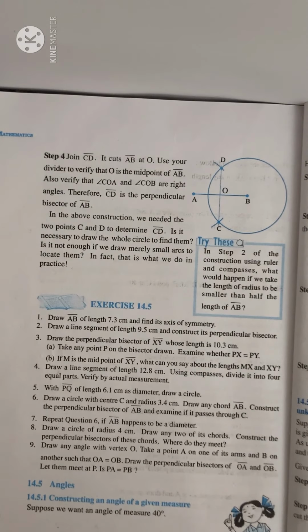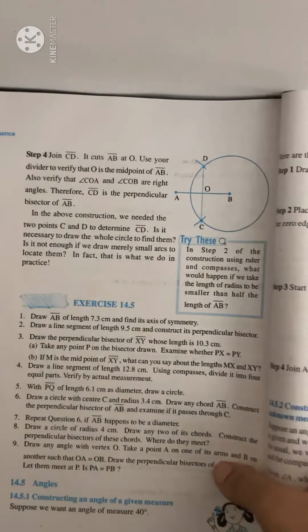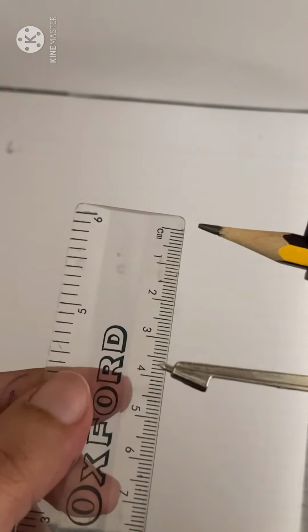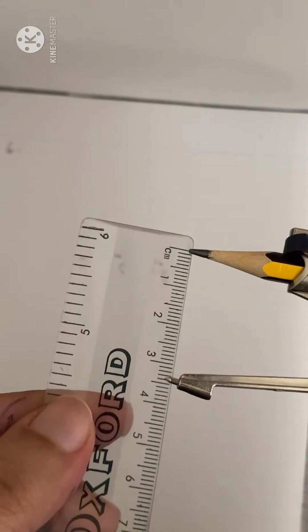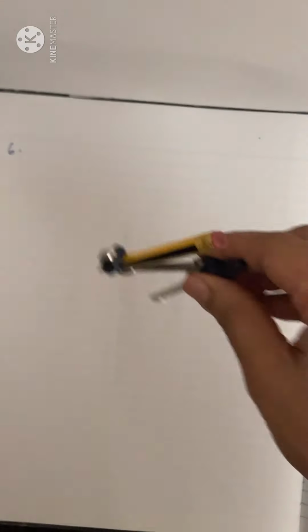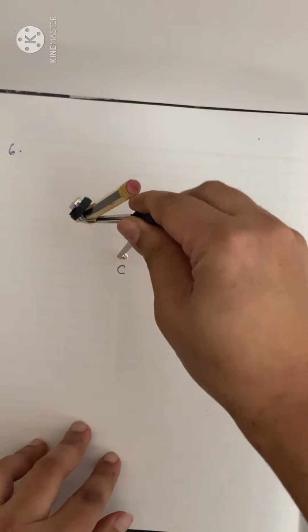Now question number 6. Draw a circle with center C and radius 3.4 cm. Draw any chord AB. Construct the perpendicular bisector of AB and examine if it passes through C. So first you have to draw a circle with center C, 3.4 cm. So take your ruler and compass, 3.4. Then with C as center, draw a circle.